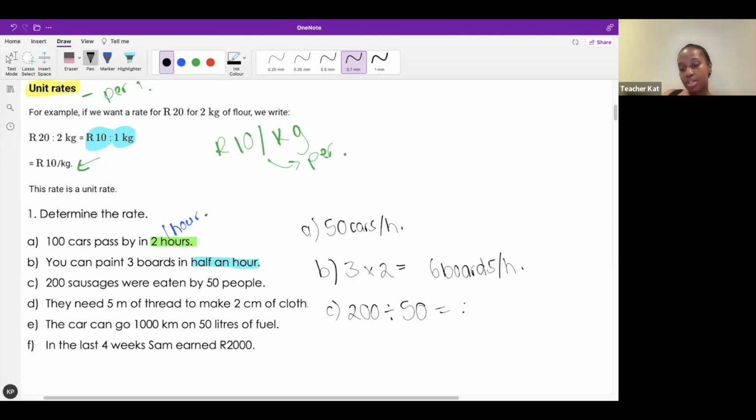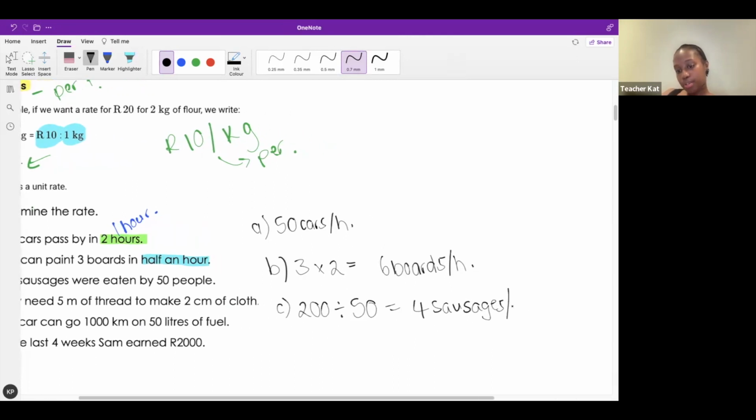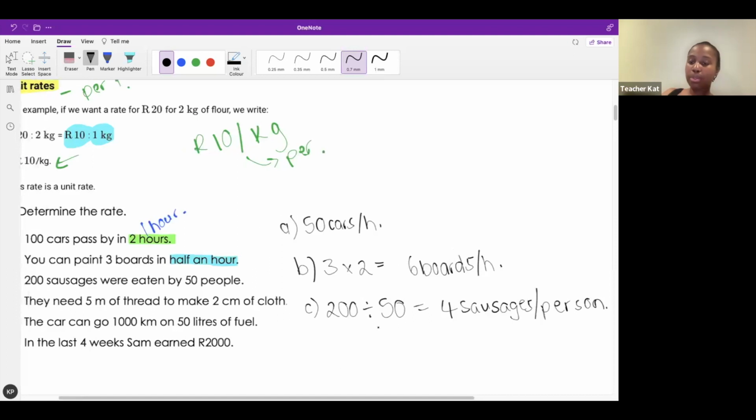Nice. So I'm going to write it as a rate, which is 4 sausages per person. I know it said people, but be careful of English here. If it's one, then it's a person. You can't say per people.